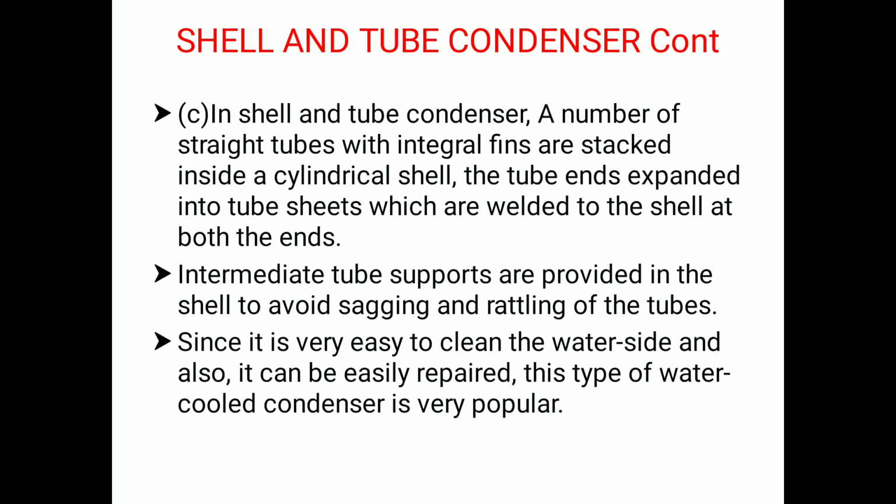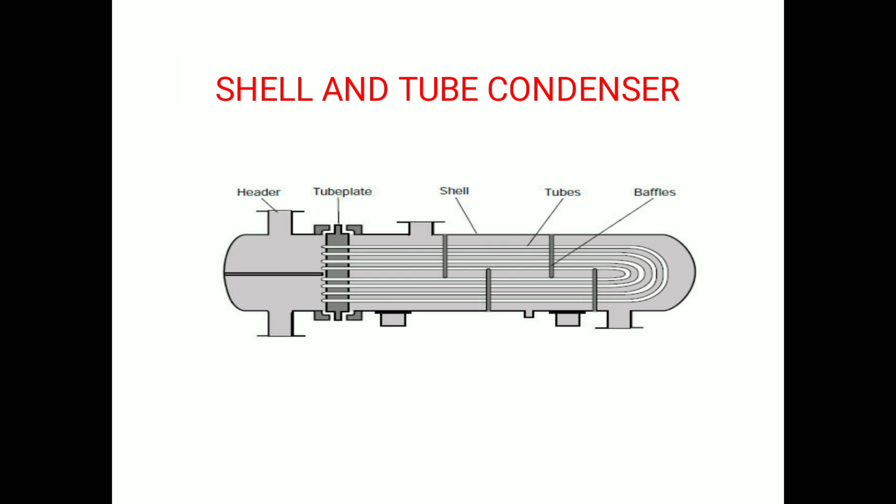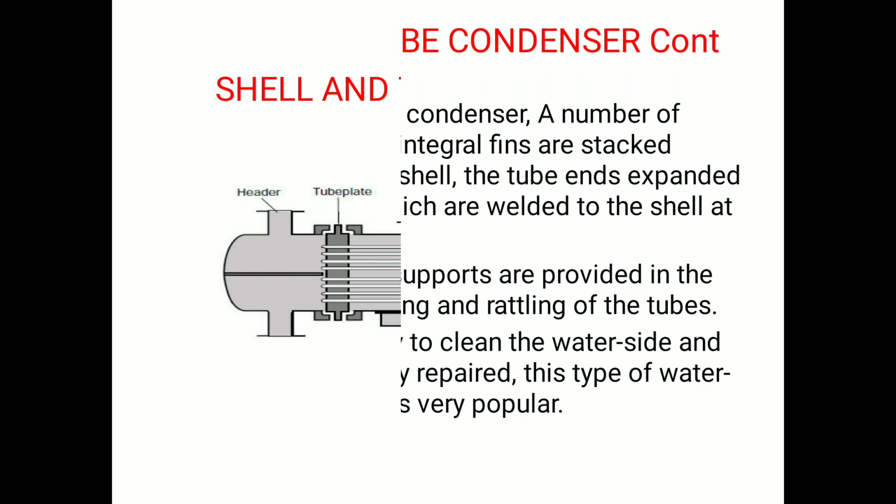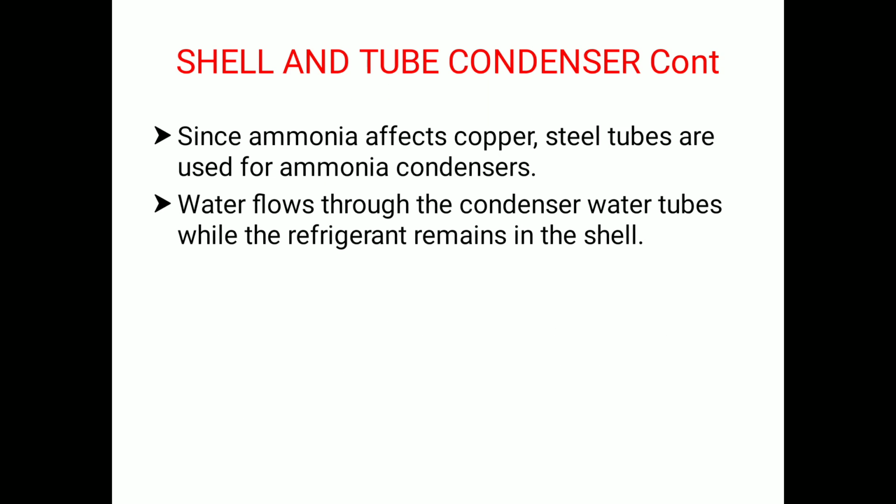Since it is very easy to clean the water side and also it can be easily repaired, this water cooled condenser is very popular. You can easily clean it. That's why it's used in most of the plants. Since ammonia affects copper, steel tubes are used for ammonia condensers. Water flows through the condenser water tubes while the refrigerant remains in the shell. So water flow will take place in the tubes.